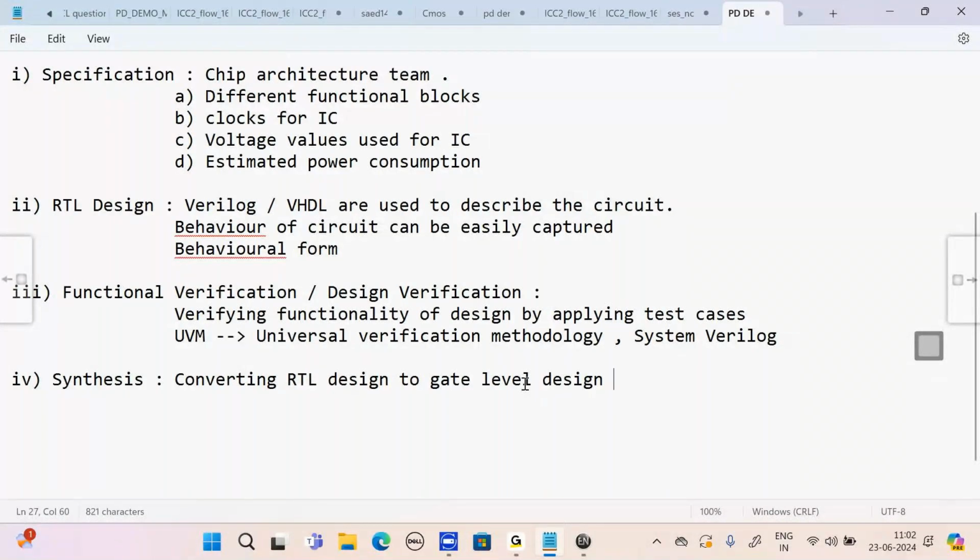And who is going to tell what gates I should use for converting? I am converting RTL to gate level. RTL is there, convert to gate level. Then what gates do I have to use? Whether you can use AND gate, OR gate, full adder, or half adder. Who is going to tell what gate I should use?